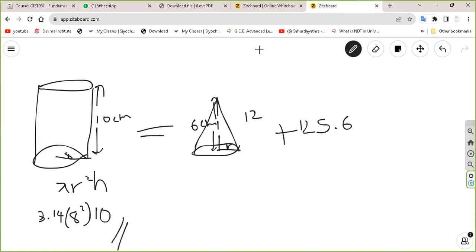Nathan, tell me the answer. What is the volume of cylinder? You have to multiply these values. Hurry up. 2009.6 cubic centimeter. Am I correct? Yes, sir.